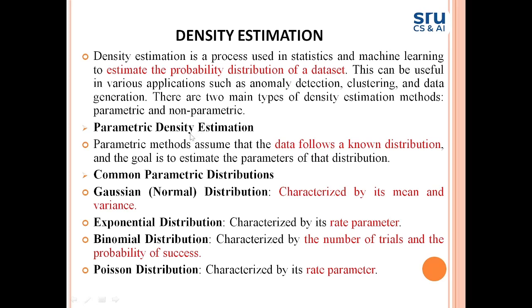Consider parametric density estimation. Here the data follows a known distribution and the goal is to estimate the parameters of that distribution. Common parametric distributions are the Gaussian distribution, characterized by its mean and variance; the exponential distribution, characterized by a rate parameter; the binomial distribution, given by the number of trials and probability of success; and the Poisson distribution, characterized by a rate parameter.